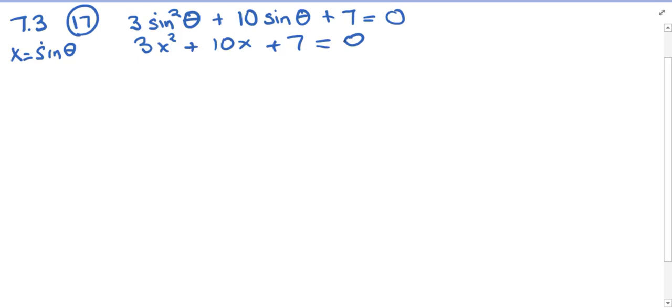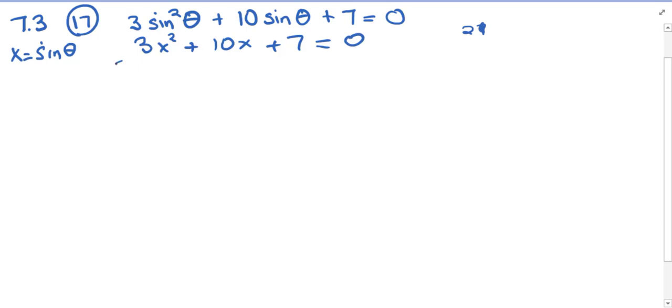You can use your preferred way to factor. Trial and error is fine, or you can use where you split the middle term. Doesn't matter to me which way you do it. I'll do the split the middle term. So if you're going to do that, you multiply the first times the last. 3 times 7 is 21. And you're going to combine to get a 10. And so your choices are going to be 3 and 7.